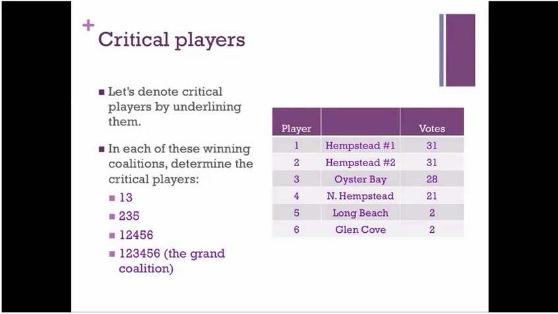And then, considering player 5, if you take out player 5, there still will be 59 votes, and that's still a winning coalition, so player 5 is not critical. So to review, players 2 and 3 are critical, player 5 is not. In terms of notation, we should underline the 2 and the 3, but not underline the 5.